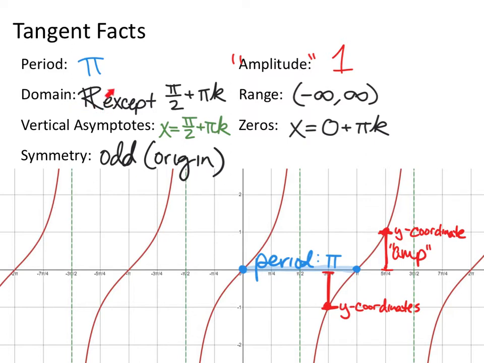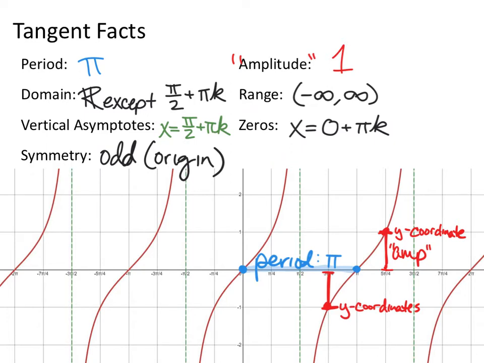The domain is any number except for the first vertical asymptote, pi over 2, and the distance from the first vertical asymptote to the second vertical asymptote, which in this case is pi distance. So pi over 2 plus pi repetitions. The range is all real numbers, though. It's unbounded on the bottom and unbounded on the top.